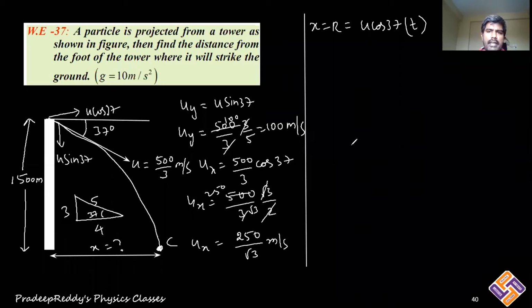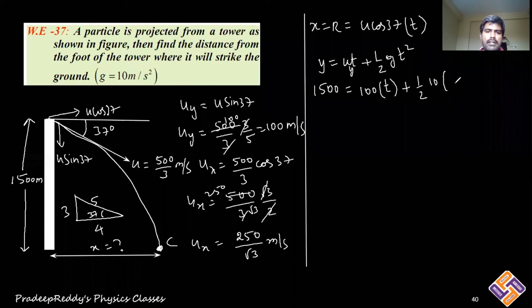So I can find out the time by using the relation y is equal to uy into t plus half into g t square. What is the y direction distance? It is given as 1500, which is equal to uy, that is 100, into time taken t, plus half into acceleration due to gravity, which is 10. The t value you are supposed to find out. This becomes 5, and it is 1500. You can write it as 5t square plus 100t minus 1500 is equal to 0, which is a quadratic expression.